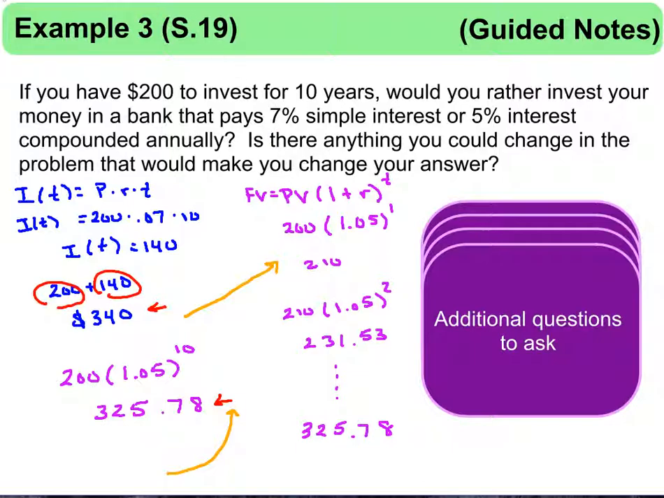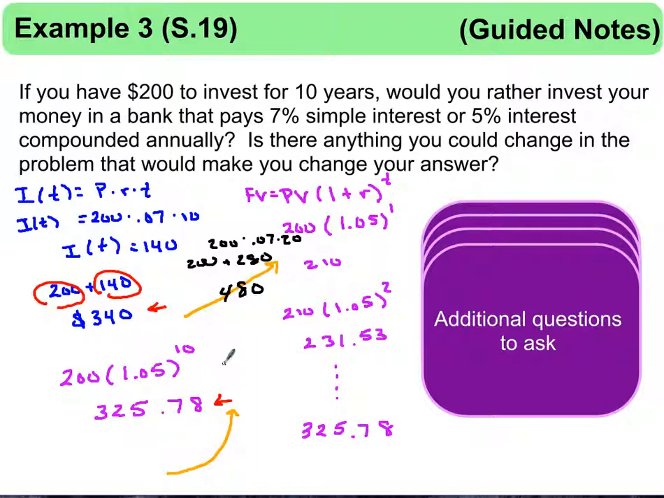Let's say we just fast forwarded 20 years, and so we plug this in here. We replace this 10 with a 20, so we would have 200 times the 0.07 times 20 years, so 200 times 0.07 times 20. I would end up with $280 for interest. Add that to my initial amount, which is 200, so I would end up with 480.